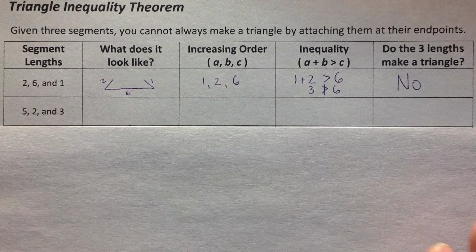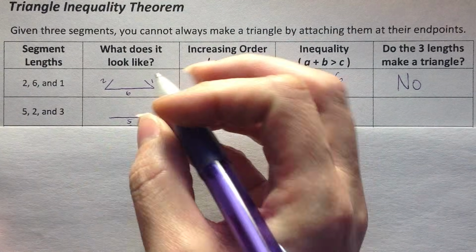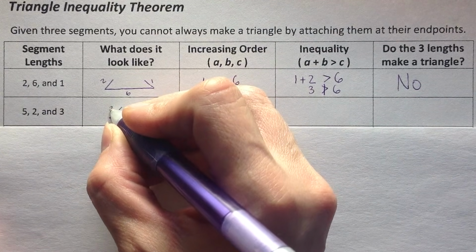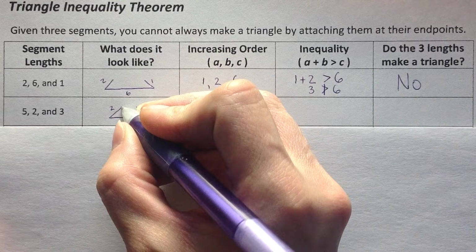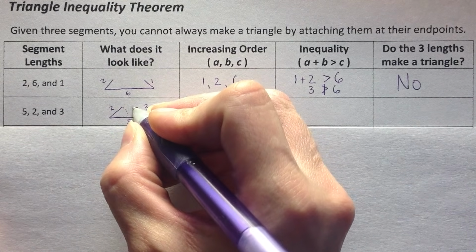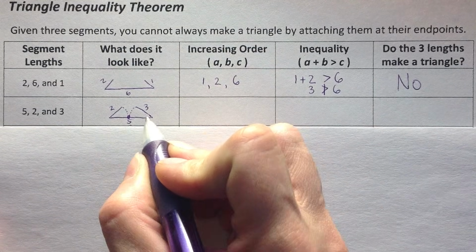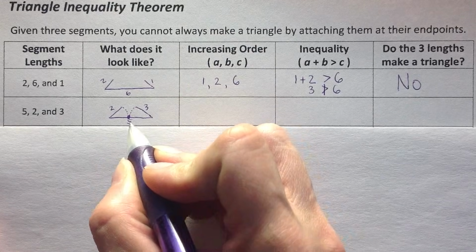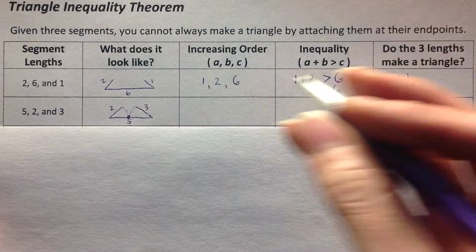Alright, so if you take your longest one, lay it down, and attach your 2 shorter sides, 2 and 3, will they meet? Well, if you close these in, 2 and 3 actually will touch, but not until they lay totally flat because they equaled exactly 5. So did it make a triangle? No.